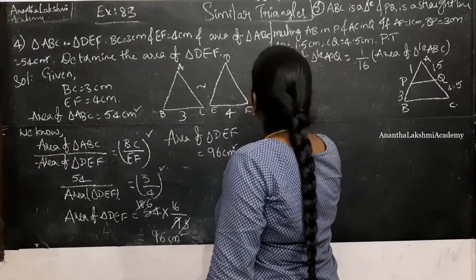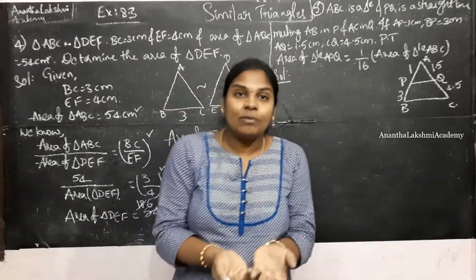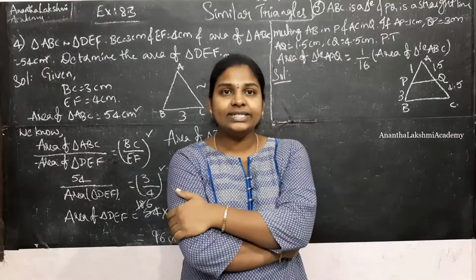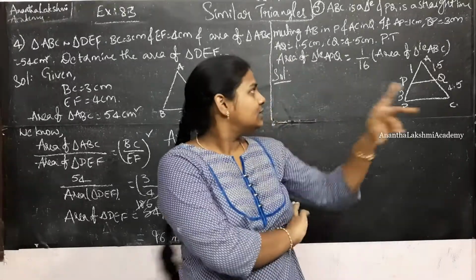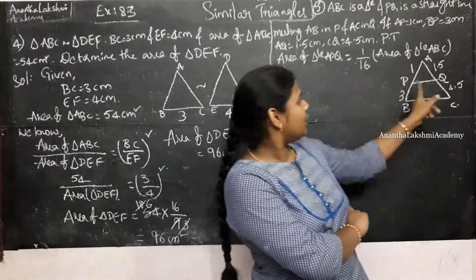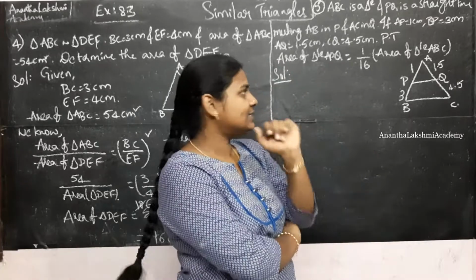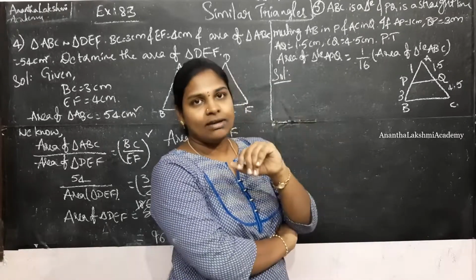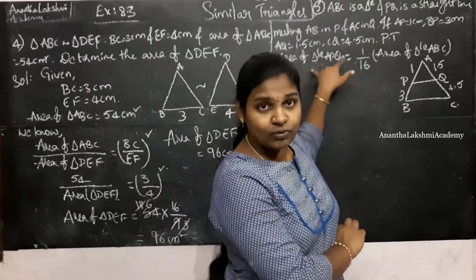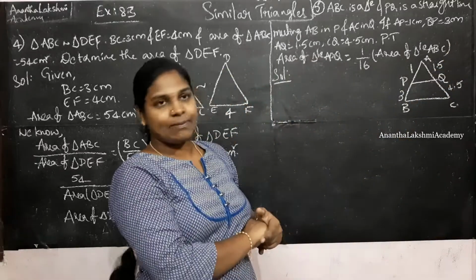Now, we are dealing with a chapter named similar triangles. In order to apply the formula of area of similar triangles, first thing we have to do is we have to prove that these two triangles are similar. What are the two triangles? APQ and ABC, isn't it? First we have to prove them as similar triangles and then we have to prove that area of triangle APQ is equal to 1 by 16 into area of triangle ABC.